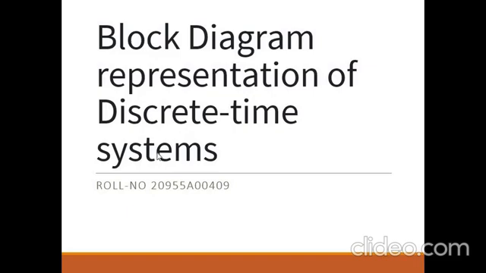Hello, my name is Nagisep Coach, and today my topic is about representation of the block diagram. Representation of digital time signals in block diagram. There are different types of representations.